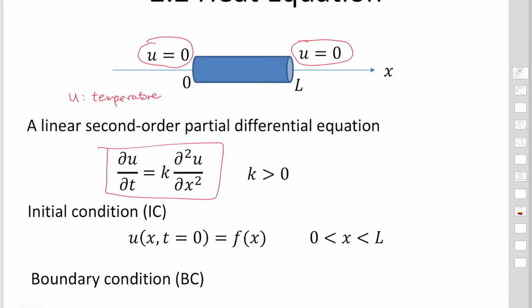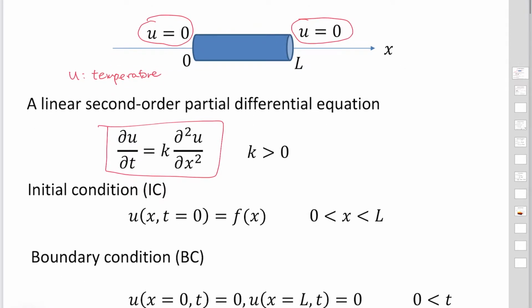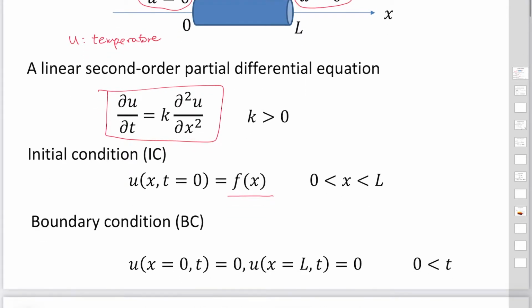As the initial condition, the temperature distribution in the bar is given by f(x), and x is in the range of 0 to capital L. This is the length of our bar. As the boundary condition, at both ends of the bar, the temperature is 0. This is the boundary condition. So we have a differential equation, initial conditions, and boundary conditions.